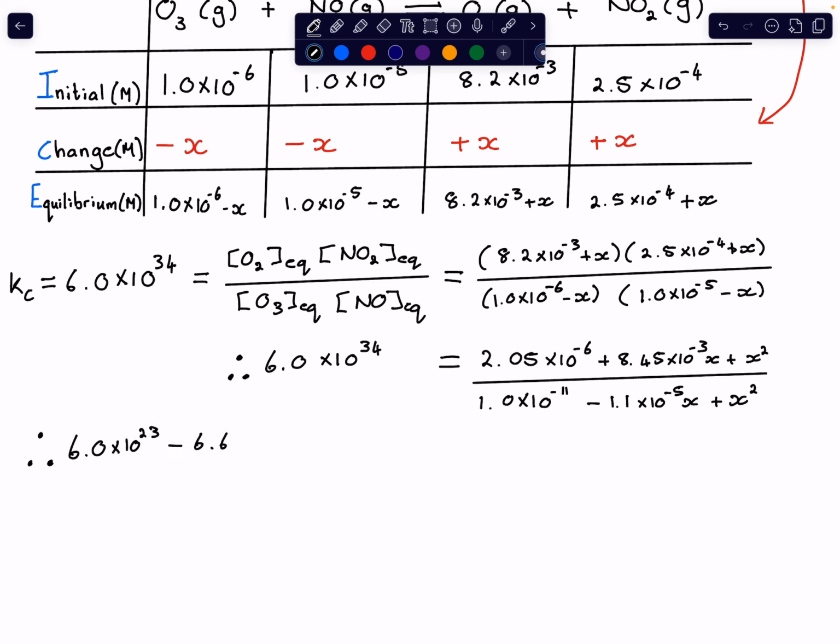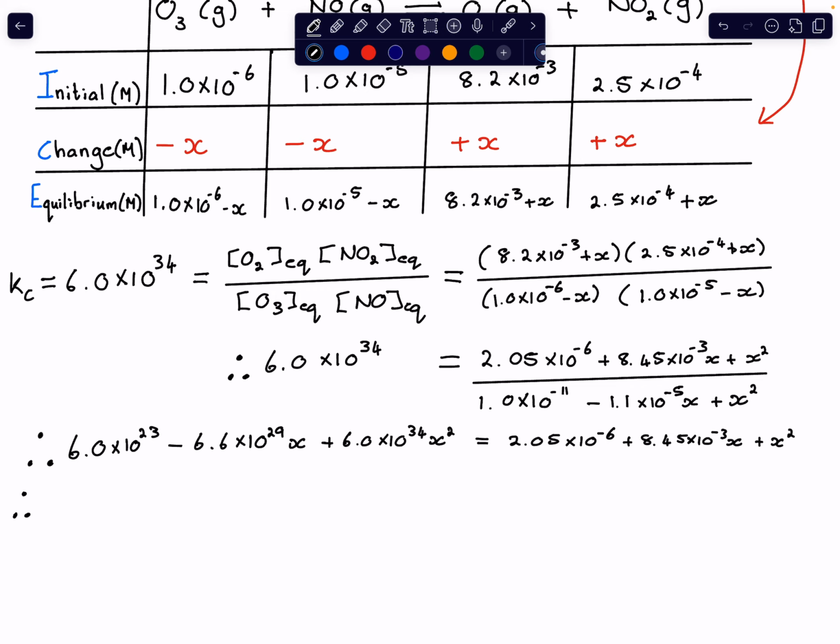So then I get 6.6 times 10 to the power 29x plus 6.0 times 10 to the 34x squared is equal to 2.05 times 10 to the negative 6 plus 8.45 times 10 to the negative 3x plus x squared. So now let's put everything together on one side.